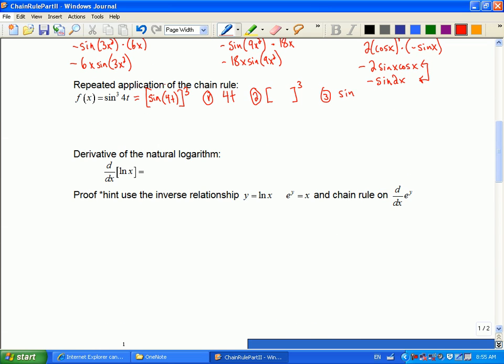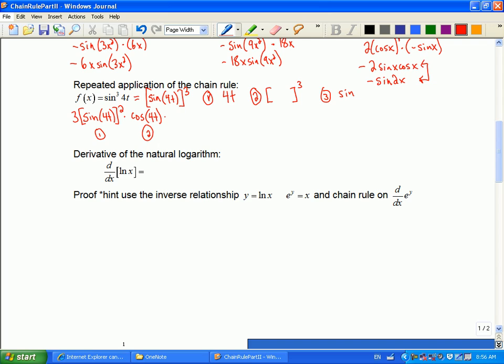So it would go derivative of the outside, which will be 3 sine of 4t squared. Now that's one thing I've done. I still have two more to do before I'm finished. So now I can safely just focus on the inside. What's the derivative of that inside piece? Yes, it'll be cosine 4t. Okay, so there's our second derivative, piece number 2.